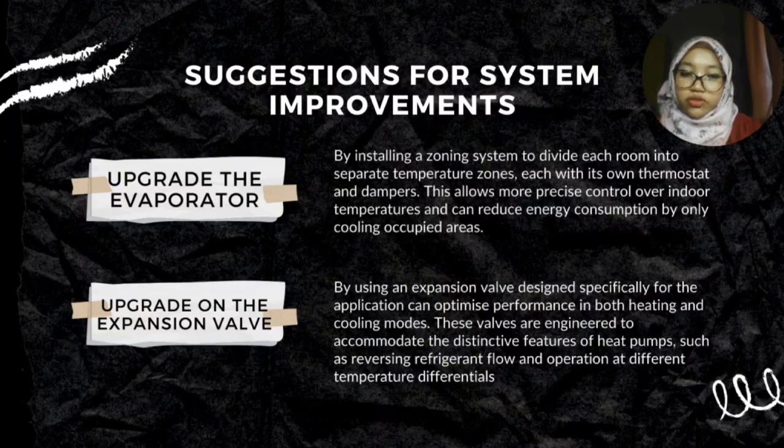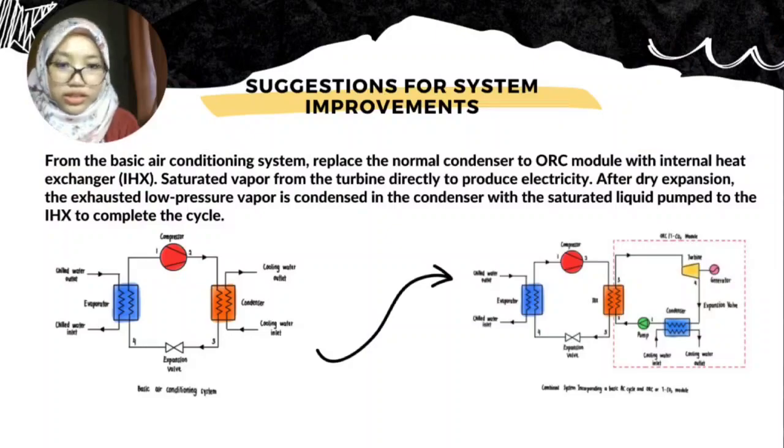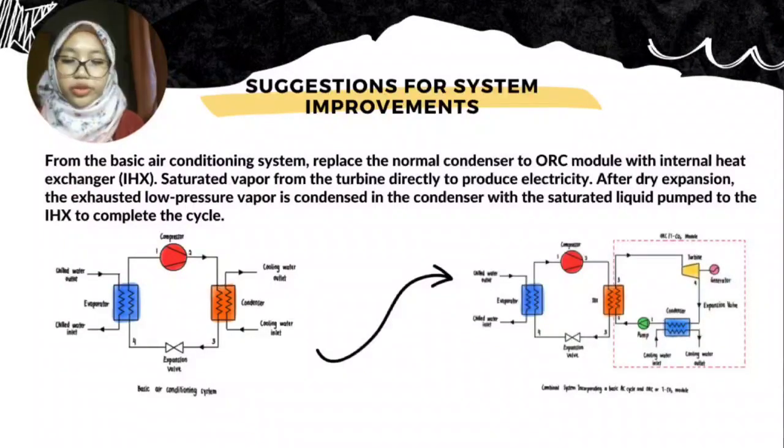Using an expansion valve designed specifically for the application can optimize performance in both heating and cooling modes. These valves are engineered to accommodate the distinctive features of heat pumps, such as reversing refrigerant flow and operation at different temperature differentials. Lastly, exchange the basic air conditioning system for a combined system incorporating a basic AC cycle and an ORC or TCO2 module.